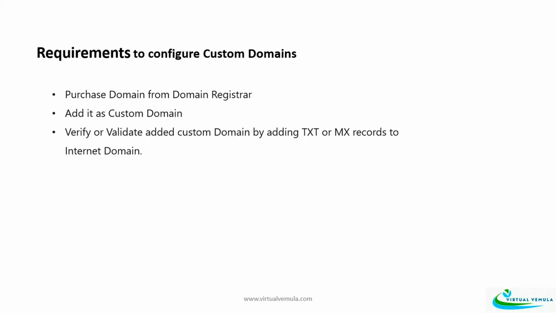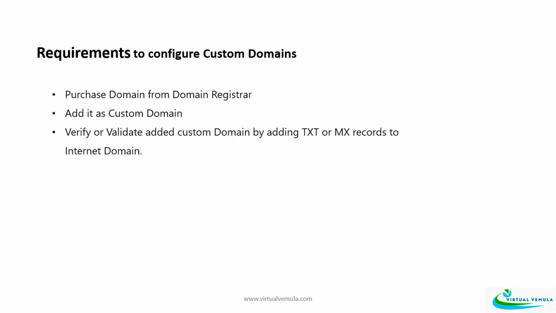So once you purchase your domain name, you need to add it as a custom domain. Now, where do you add it? Within your Azure Active Directory, you go and add it as a custom domain. Verify the validity of yours by adding TXT and MX records to your domain, which we will be seeing in a while. So the steps go like this, okay?